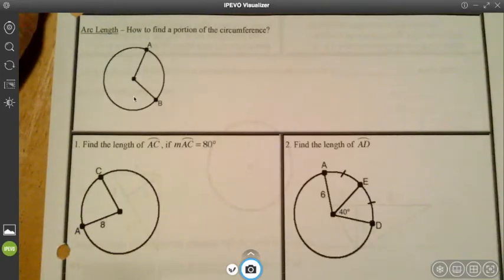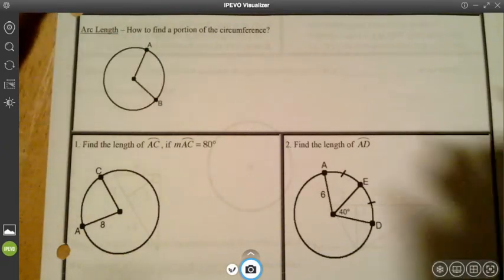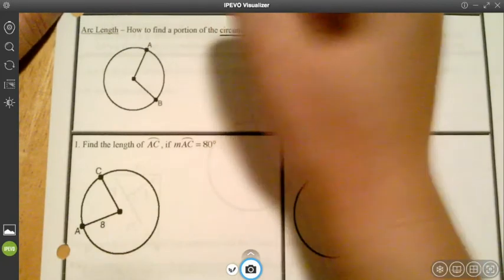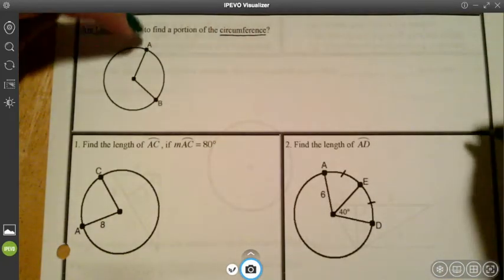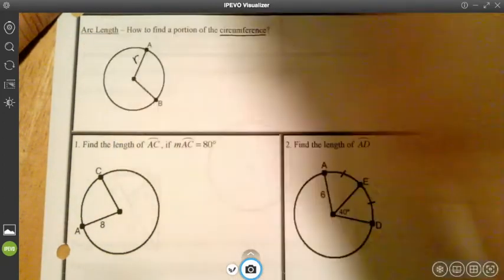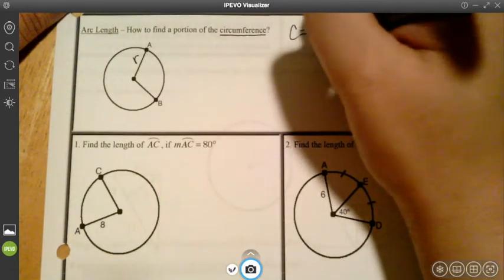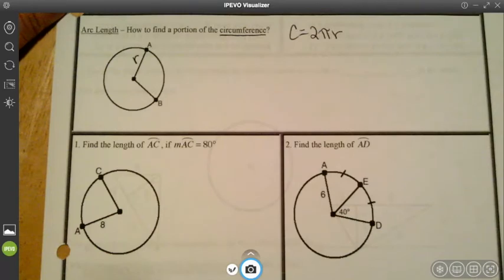So if we look down at the next section, we're talking about arc length, specifically finding a portion of the circumference. So let's review what circumference is. Circumference is the length all the way around a circle. And circumference comes directly from the radius and pi. Circumference equals 2 pi r. And so if I have a radius, I can always find the circumference.